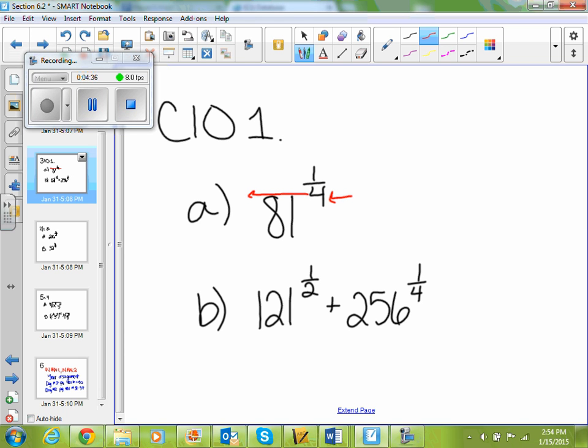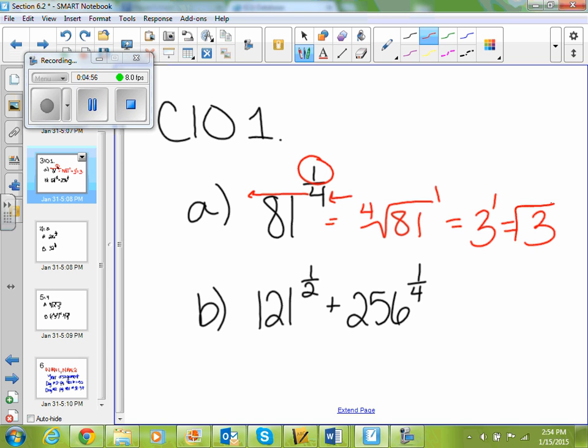Okay, that gets pushed out front. So I end up with the 4th root of 81. Niles, what happens to this 1? It stays up here, right? Okay. So the 4th root of 81 is 3 to the first. What's 3 to the first?